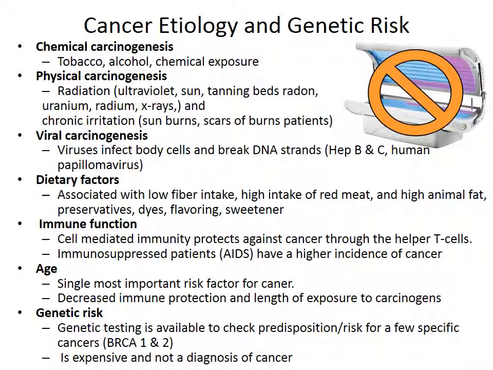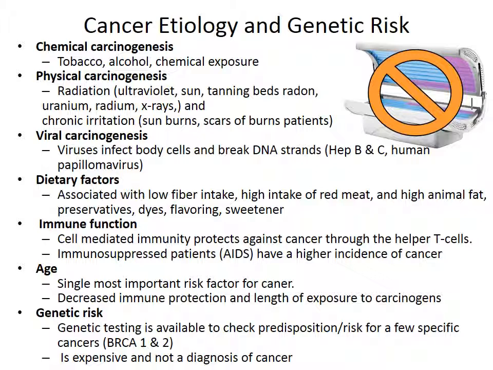Dietary factors that are associated with cancer etiology are low fiber intake, high intake of red meat, high animal fat ingestion, preservatives, dyes, flavorings, and sweeteners. Immune function, cell-mediated immunity, protects against cancer through the helper T cells. Immunosuppressed patients, such as those with AIDS, have a higher incidence of cancer. Age is another cancer etiology and genetic risk, and it's the single most important risk factor for cancer. Decreased immune protection as the patient ages and length of exposure to carcinogens results in increased incidence of cancer in older people. Lastly, genetic risk.